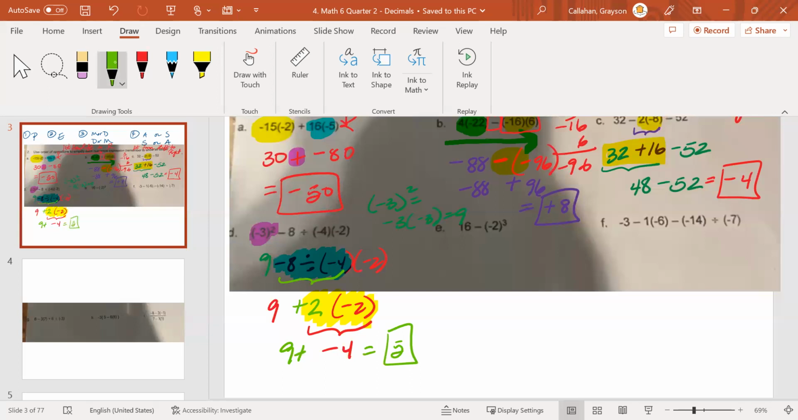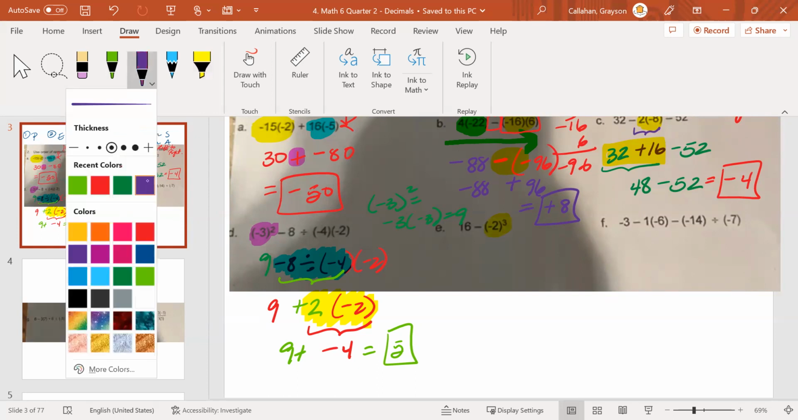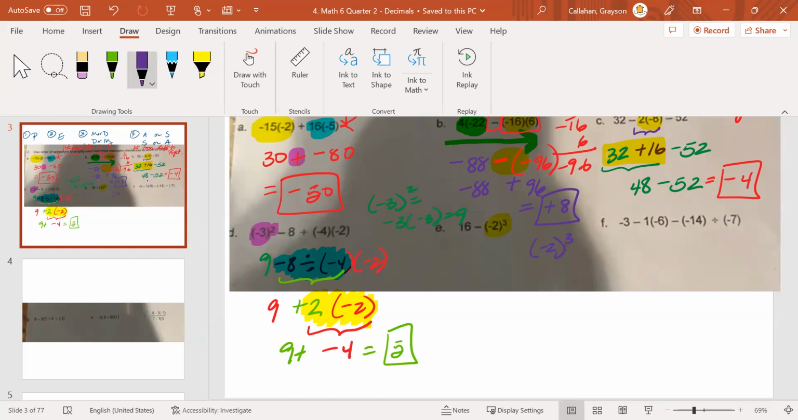Okay, for E, first thing I notice is there is a cube. So with that cube, it's a negative 2 to the 3rd power. You got to be careful with this one because of the negative. Whenever you have a negative number to an odd power, your answer is going to be negative. That's the first rule. The second rule is if you have a negative number to an even power, your answer is going to be positive.